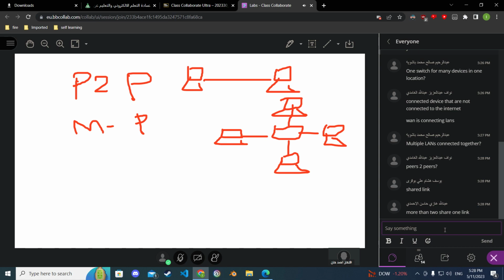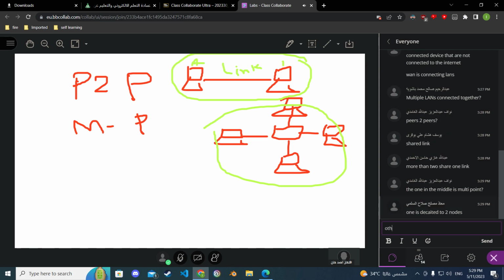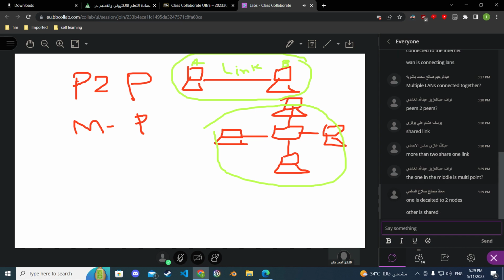So what is the difference between point-to-point and multi-point networks? Which one is better? A point-to-point network has one dedicated link that is shared between computer A and B. So only two devices can share it.